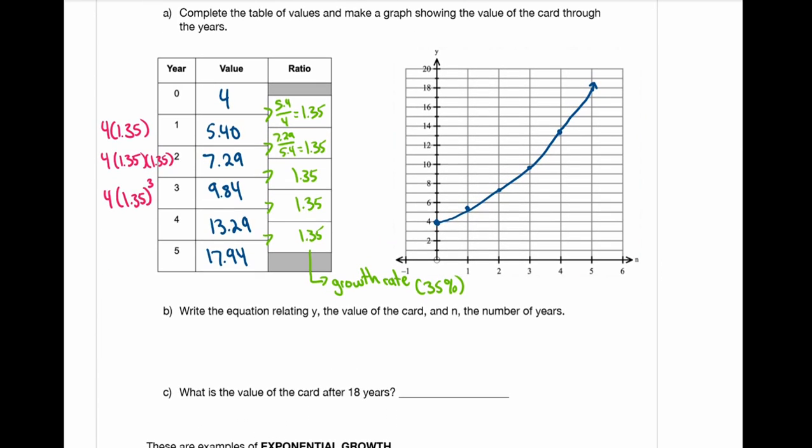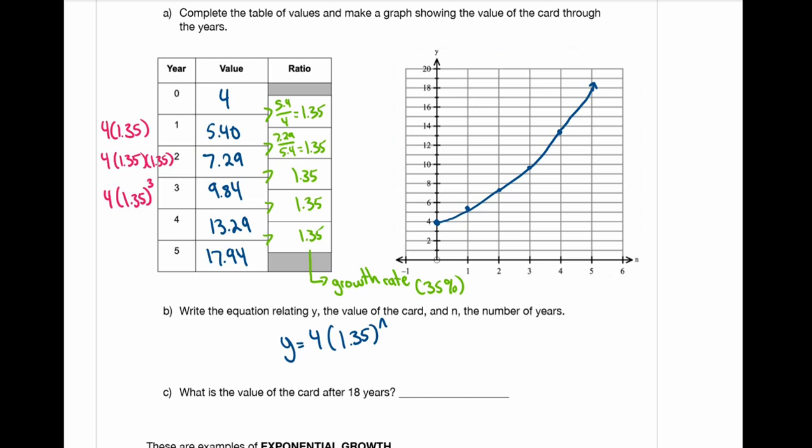If I want to come up with an equation, again relating y, the value of the card, and n, the number of years, y equals, we know we're starting at a value of 4. And if I want to figure out what the value is, I have to multiply it by 1.35. And the number of times I multiply it by 1.35 depends on how many years I'm looking at, or basically to the power of n.